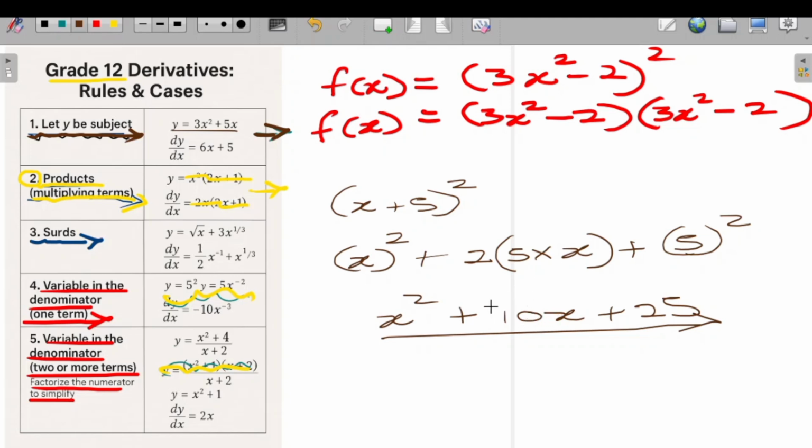So how did I do it? Easy. You square the first term, and then if you want, you can also square the second term. But mind you, the 5 over here, it's positive. So that's how it's positive. So if it's negative, you need to put a negative in there.